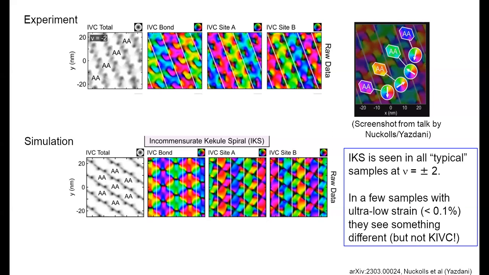Okay. Now, this is what Ali and Kevin and the collaborators say they see in typical samples. This is seen all over the place, except for a few samples with ultra low strain, where they see something different.